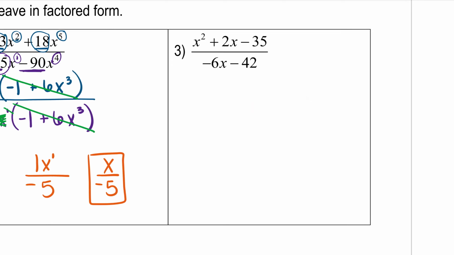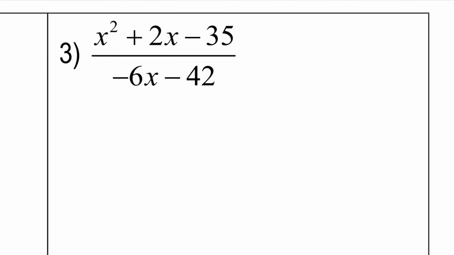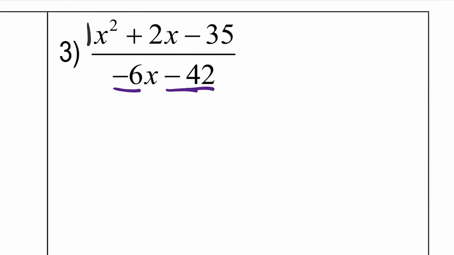So those are the first two. Now let's look at the last one. Let's look at GCF. On the top, notice I have 3 terms. I can't divide all my numbers by the same thing because this number is a 1 right here. And I don't have an x in all 3, so I don't have a GCF. So I'm going to go to the bottom first and do my GCF there. I have negative 6 and negative 42. My only x is negative, which means my GCF will also be negative.